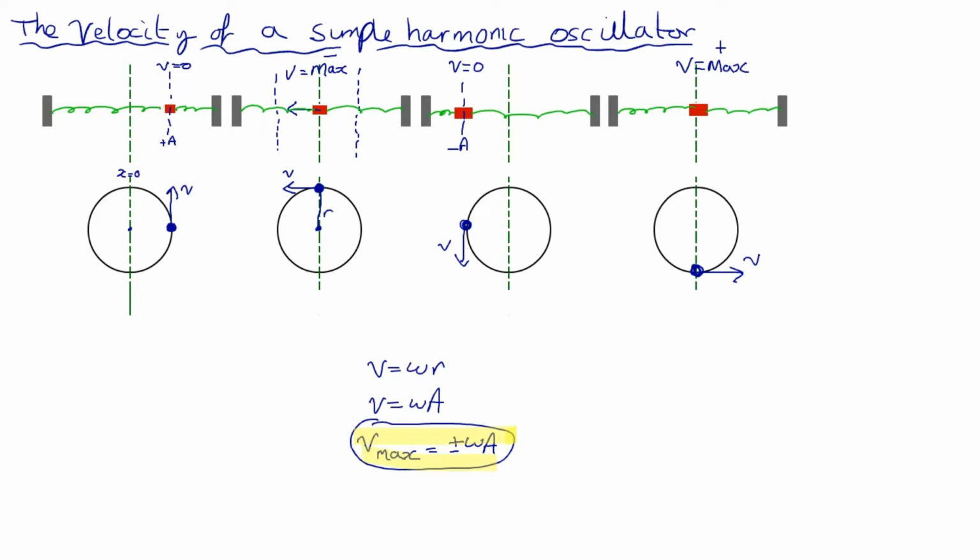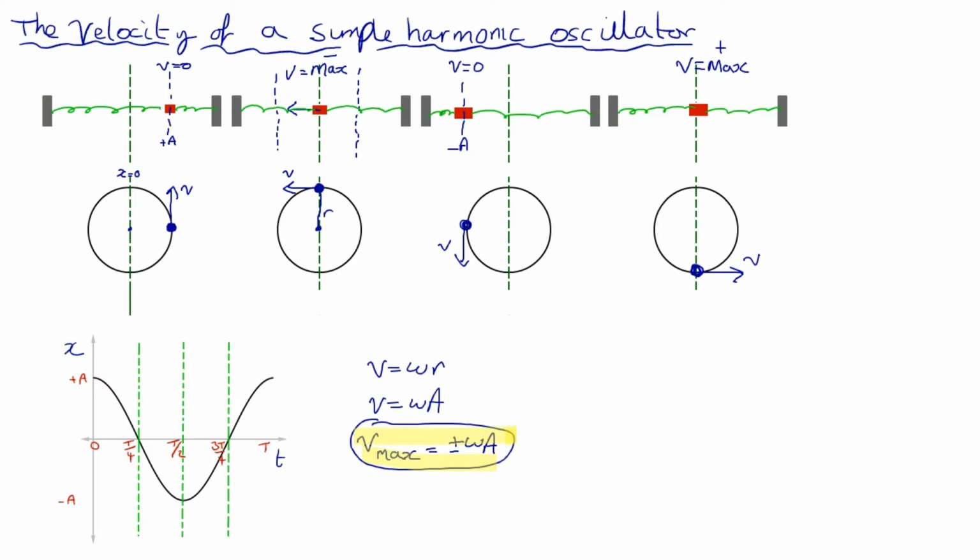So let's see, finally, what the graphs tell us. There's our displacement graph, remember. We've released this blob at maximum positive displacement plus A at time equals 0, so of course it's a cosine graph. And I'll write that down because we know that now.